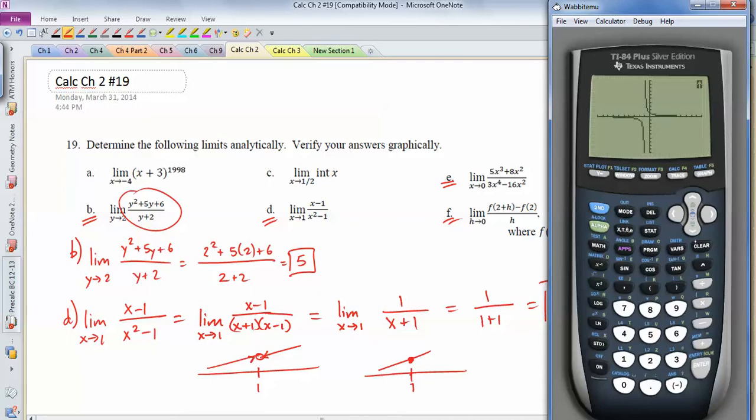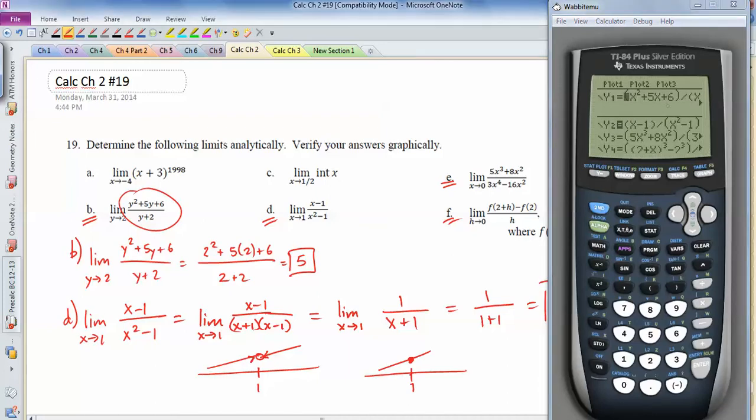Now, if I actually went to the table, though, notice when you're at 1, you get an error. Real close to 1, when it's 0, when it's 2, you're around 0.5. Right? But you can't actually plug in the 1 into the original function, which is what I've input for y1 here, the original function.